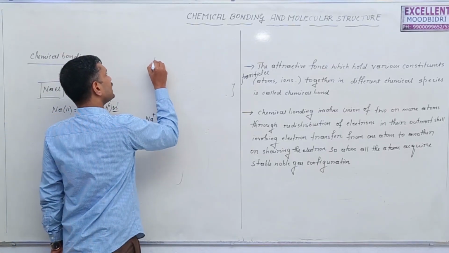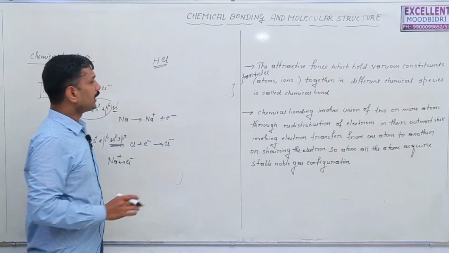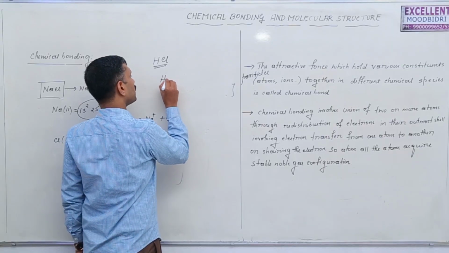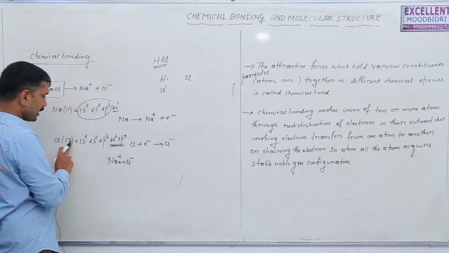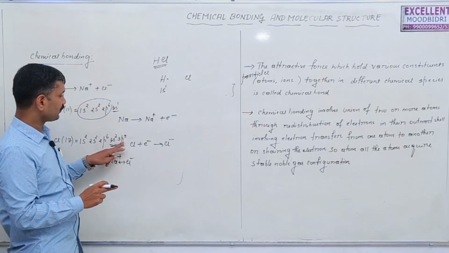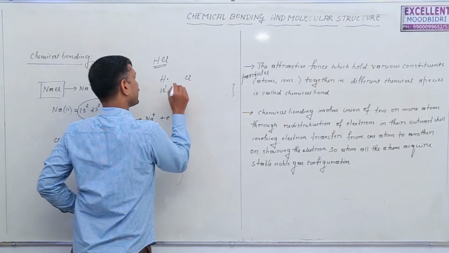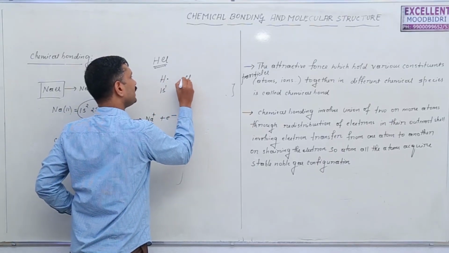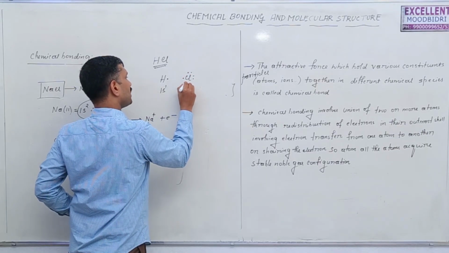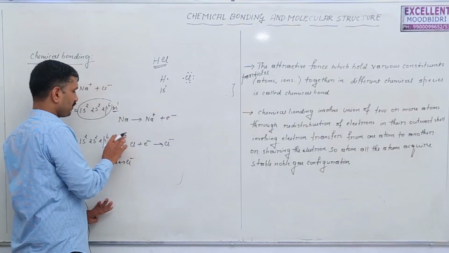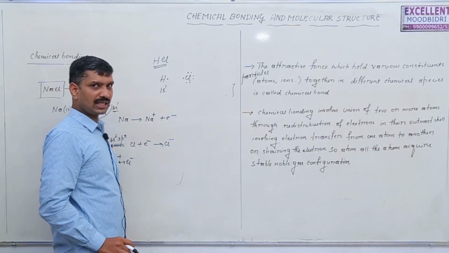For example, the HCl molecule. HCl is an example of a polar molecule. Hydrogen has one electron in the outermost shell, 1s1. Chlorine, I already wrote here. How many electrons are there in total? 5 plus 2, so 7 electrons are present. I can represent each electron with a dot: 1, 2, 3, 4, 5, 6, 7 electrons. This dot represents the electron.